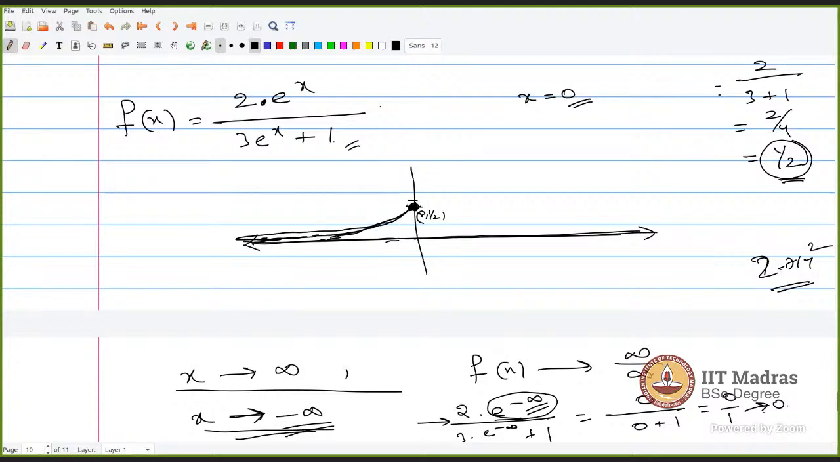So what will happen after x is equal to 0? Just take some random points, x is equal to 1. You will get 2e by 3e plus 1, which is greater than half. So when x is 1, something here, something here. So you will get a graph like this.